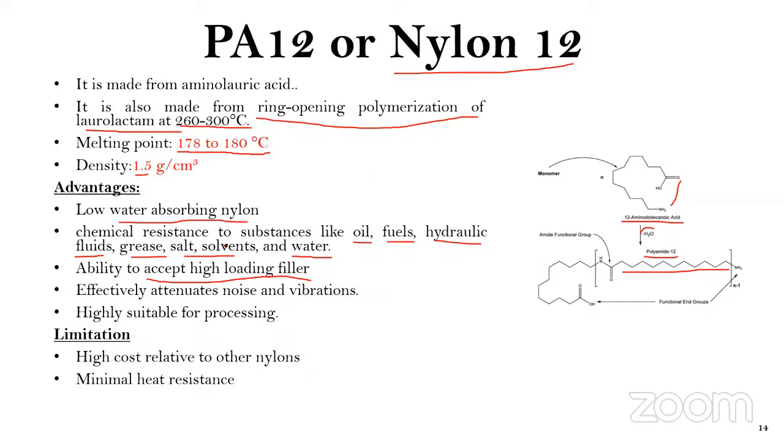And this nylon 12 has very effective noise and vibration resistance, which means they can be used for noise and vibration attenuation. And they are highly suitable for processing; as compared to nylon 11, nylon 12 can be easily processed. They also have limitations: the cost is quite higher as compared to other nylons, and the heat resistance is quite low.